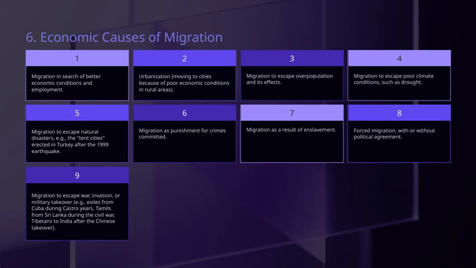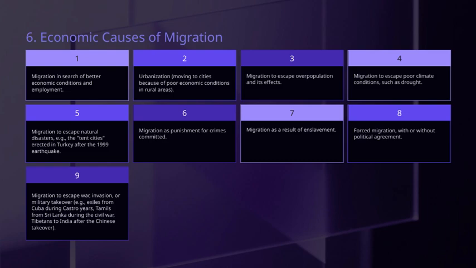Let's take a look at the various causes of migration. First, there's forced migration, which happens when people move against their will, sometimes due to political conflicts or agreements. Then, we see migration driven by environmental factors, like escaping droughts or poor climate conditions that threaten their livelihoods. We also have migration as a result of enslavement, where individuals are forced to move under coercion. Overpopulation can be another driver, leading people to leave crowded areas in search of better living conditions. War, invasion, or military takeovers are powerful push factors.